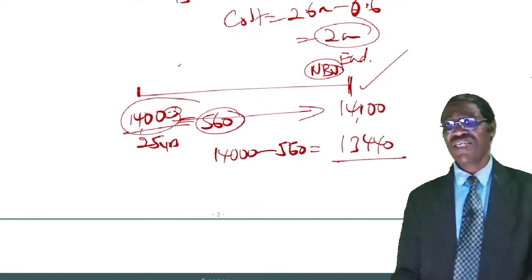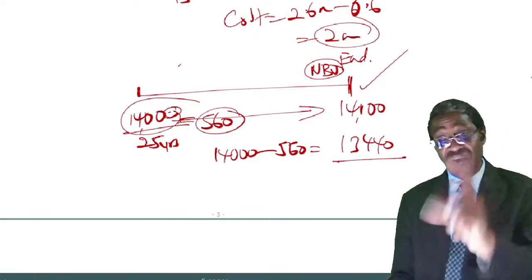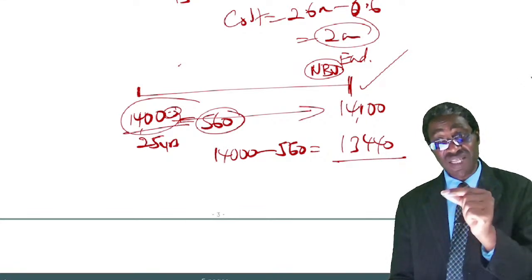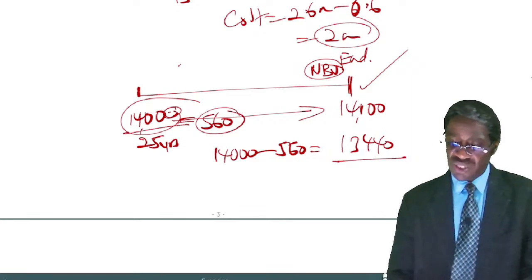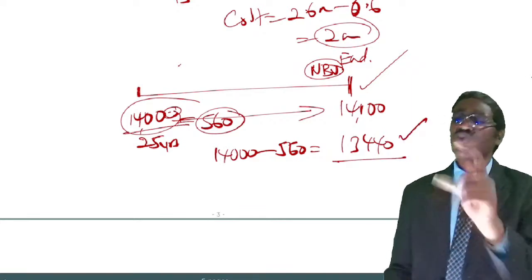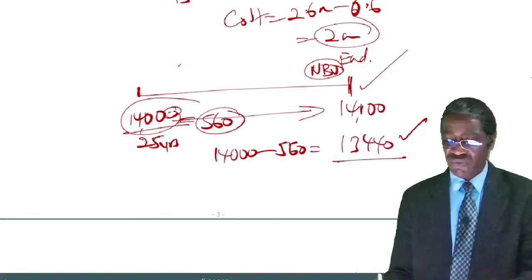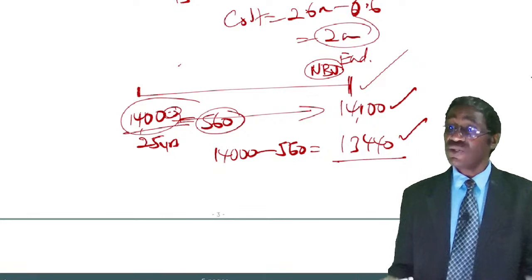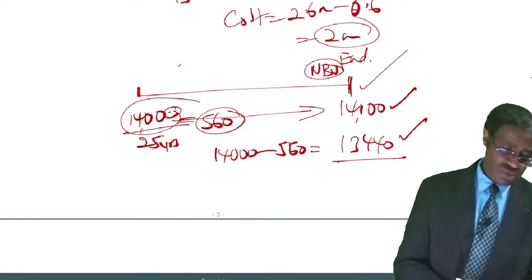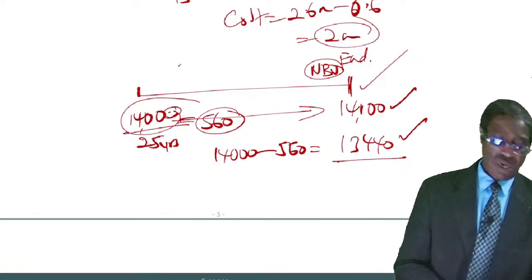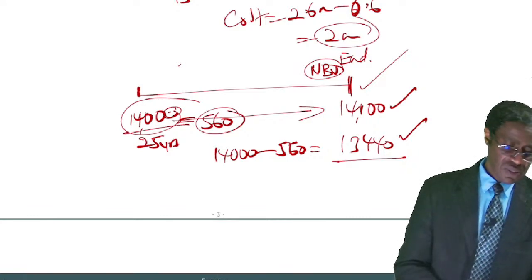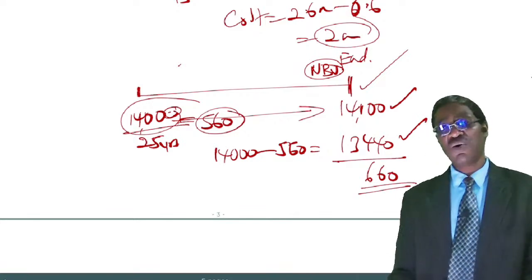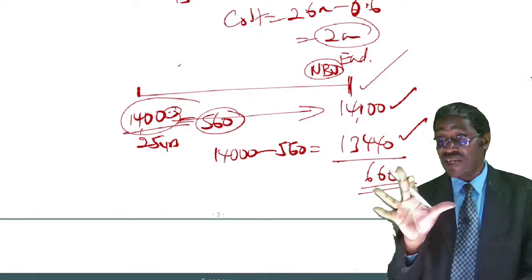Now I can say, listen carefully, the value of the building by the end of the year, the book value was 13,440, but it was revalued to 14,100. So it is obvious there was a gain on revaluation of how much? So I come and say, how much is the difference? That looks like 660. So that's how we shall treat that note.